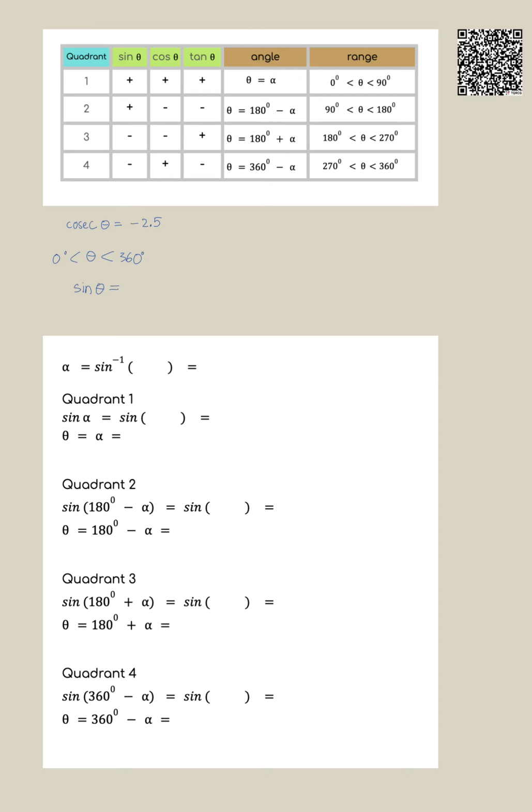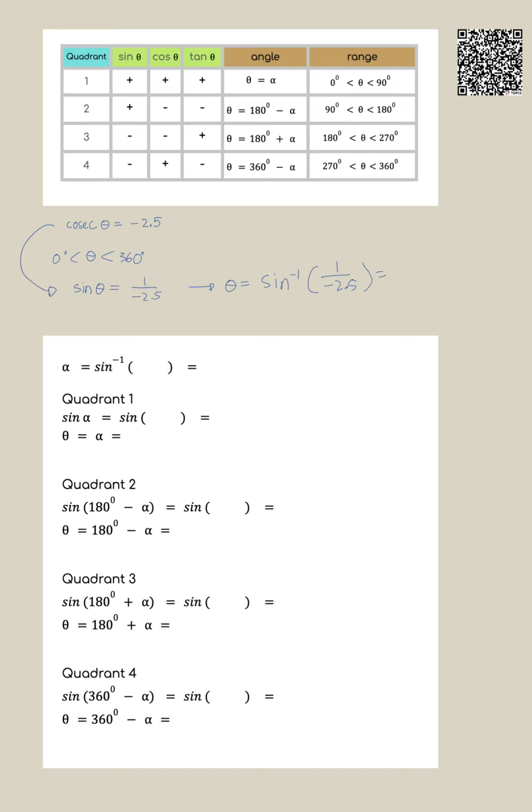We can simply find it using a calculator, but because cosecant theta is not on the calculator, you must convert that to sine first. Sine theta is equal to 1 over cosecant theta, which is 1 over negative 2.5. Which means that theta itself will be sine inverse of 1 over negative 2.5.